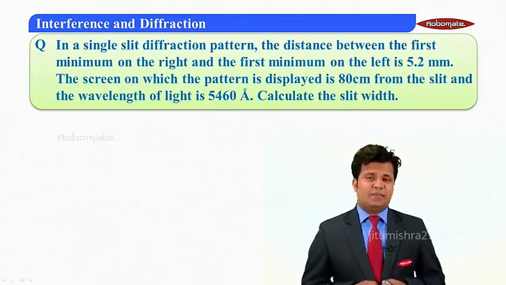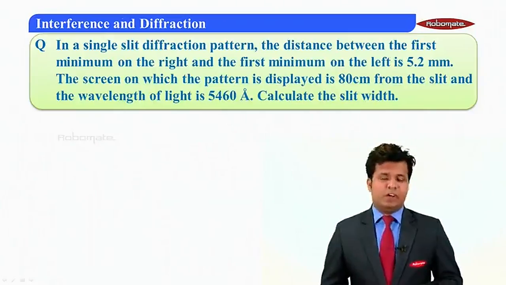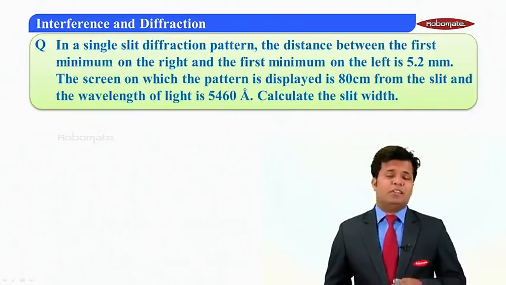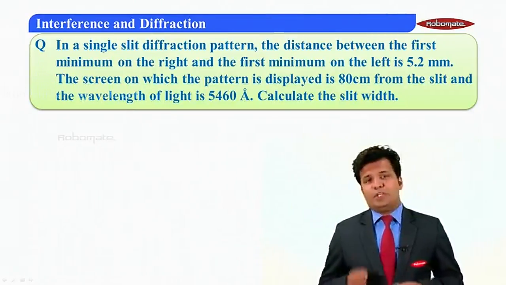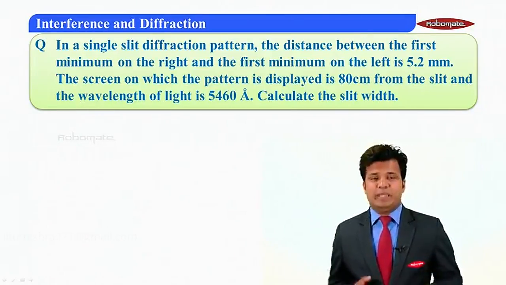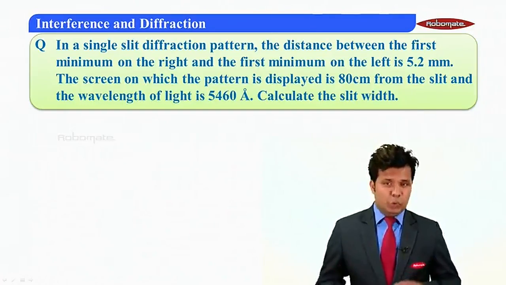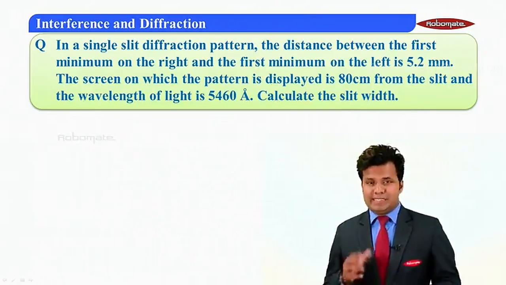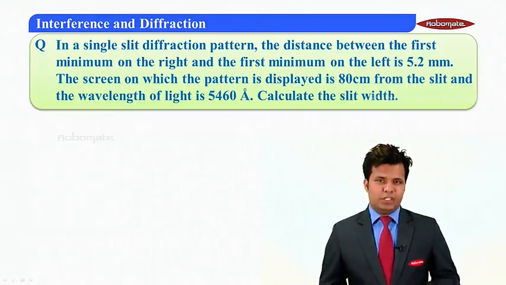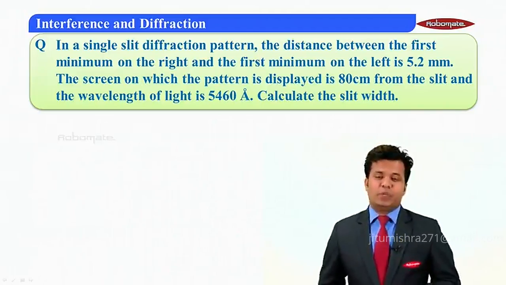In a single slit diffraction pattern, the distance between the first minimum on the right and the first minimum on the left is 5.2 mm. Then the screen on which the pattern is displayed is 80 cm away from the slit, and the wavelength of the light that is used is 5460 angstrom unit. You just need to calculate the slit width, which is not given in the question.